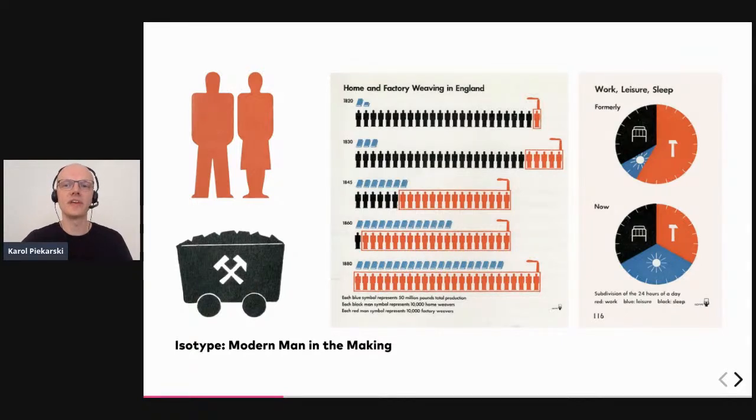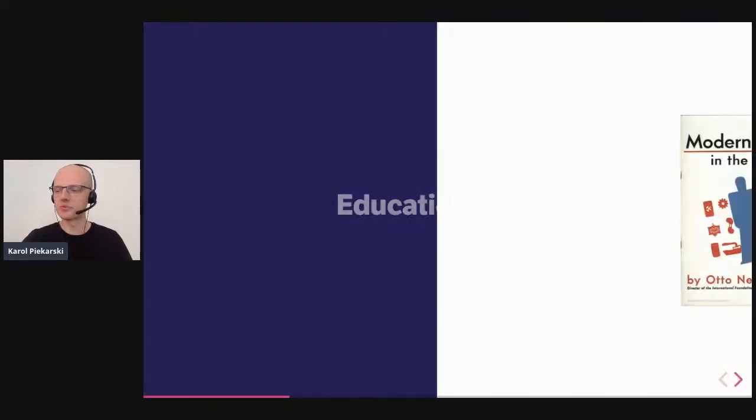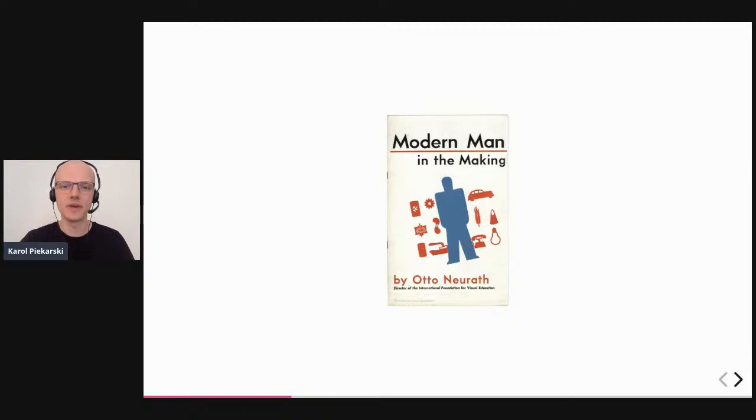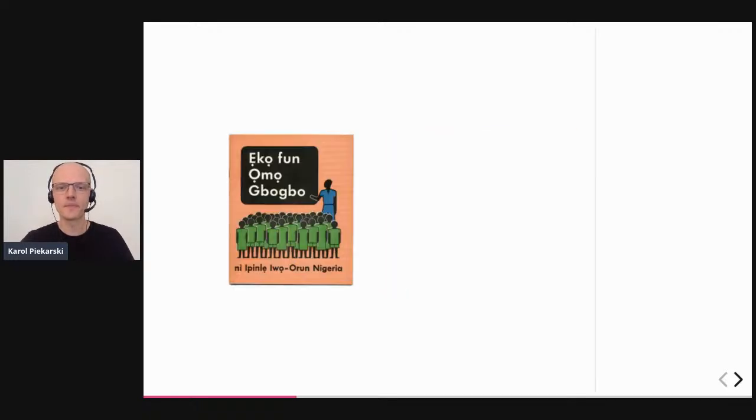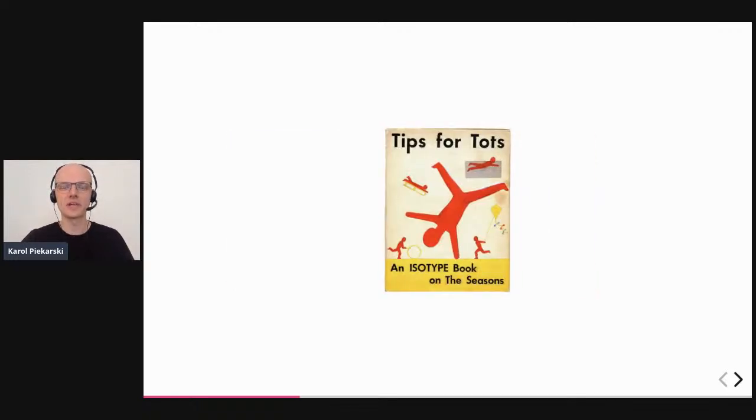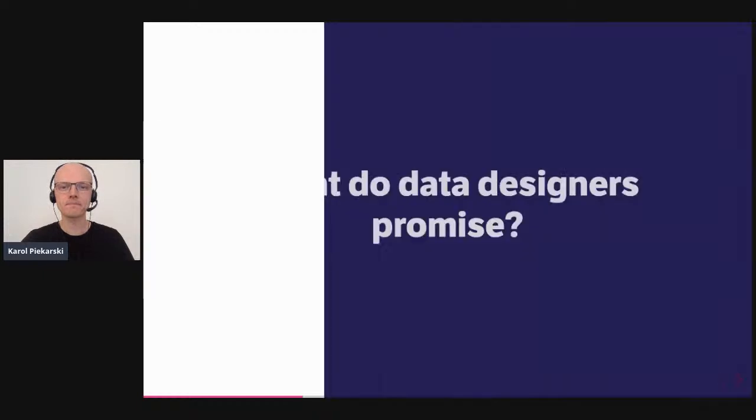Isotype believed that they could reach working class people and a large population of workers with those visuals. So they were meant to replace, to some extent, natural language as a means of communication with people. They, for example, printed a lot of books like this one, The Modern Man in the Making. They also, after the war, produced some educational books for people in Africa, or some very nice publications for kids.